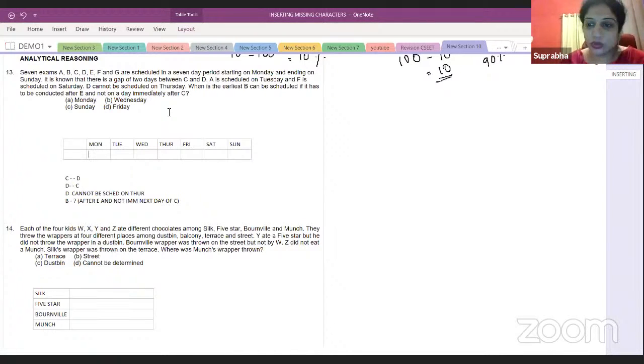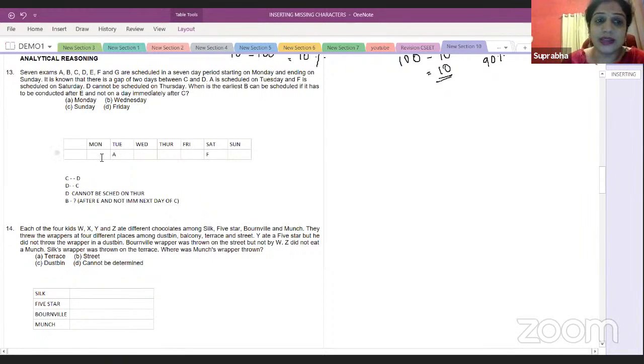Shrujan, clear with that? 7 examinations, A, B, C, D, E, F, G on 7 days, Monday, Tuesday, Wednesday, Thursday, Friday, Saturday, Sunday. And the condition is that there should be a 2 days gap between C and D. What you have to find is when you can schedule the B examination at the earliest, but it should come after E and it should not come immediately after C. Okay, so they have given you information. A is scheduled on Tuesday, so I'll put A there. F is scheduled on Saturday, hence F will be here.